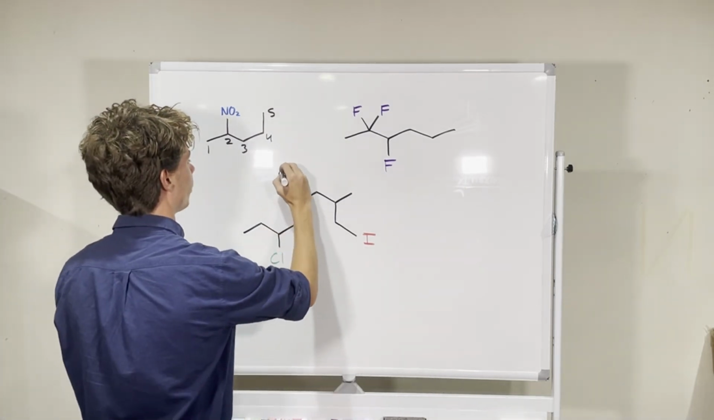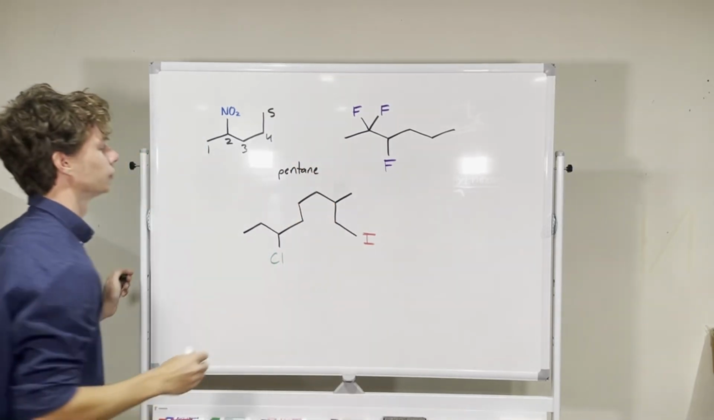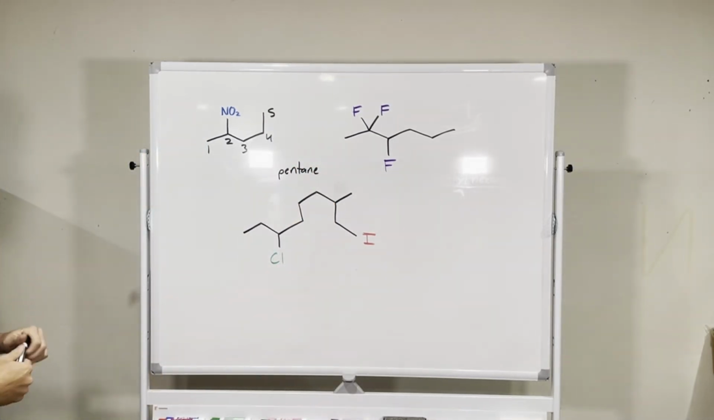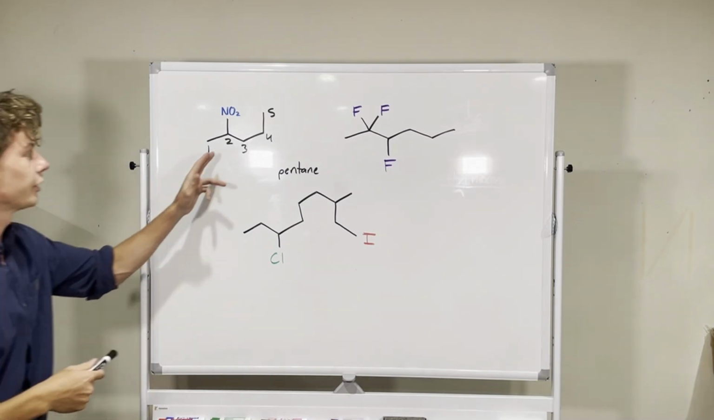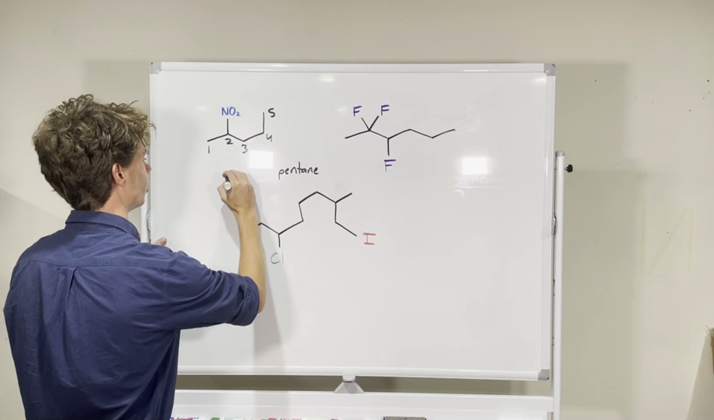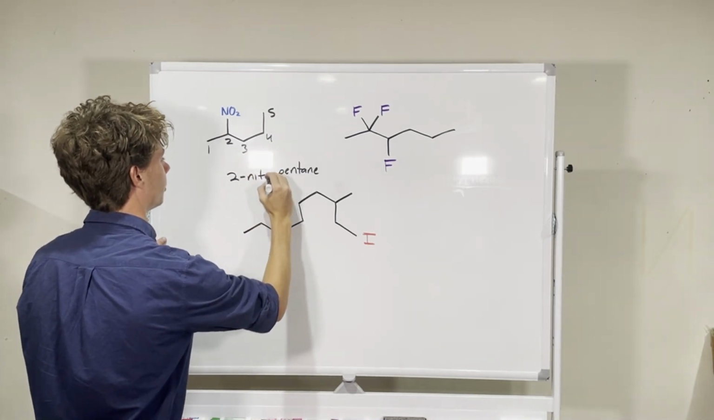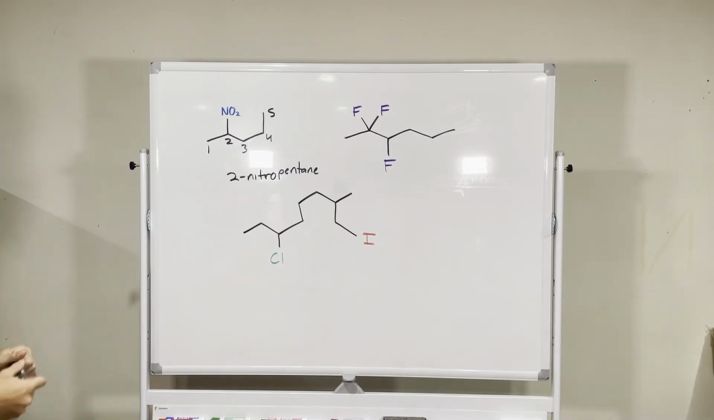So I've named this thing pentane. That's my root. And I have a nitro group in the 2 position. So number first, 2, nitro, pentane. And there we go.